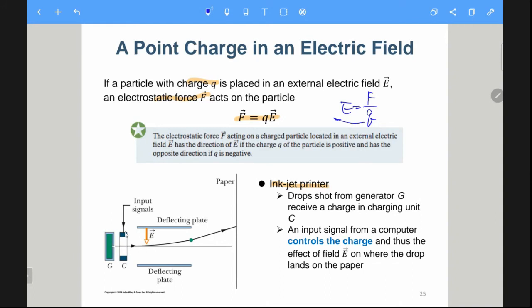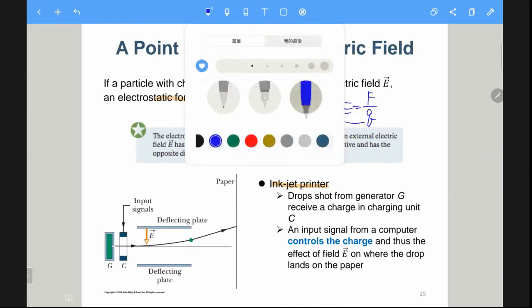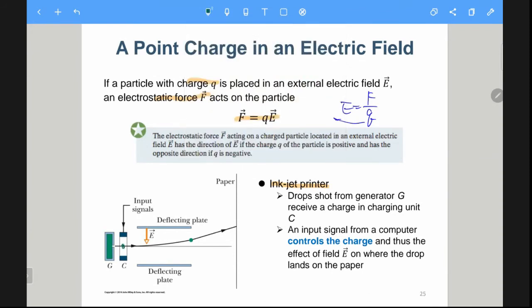And actually, here is the control part. It tries to add some charge to the ink. Let's put a green dot here. We add some charge, negative Q, a negative charge. And suppose we have a positive charge plate here and a negative charge plate here.